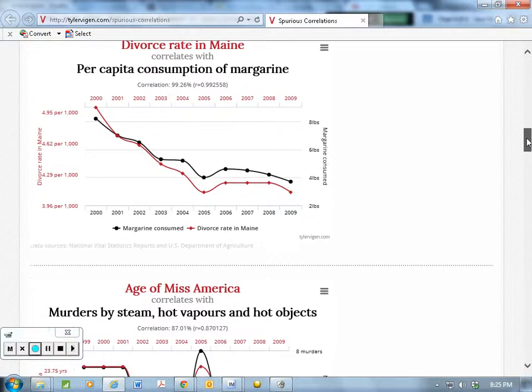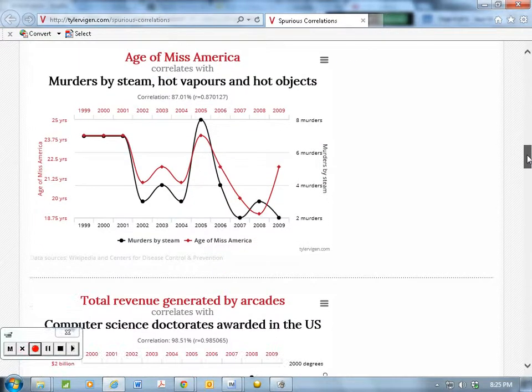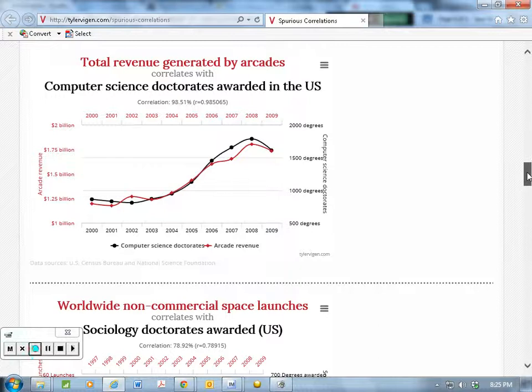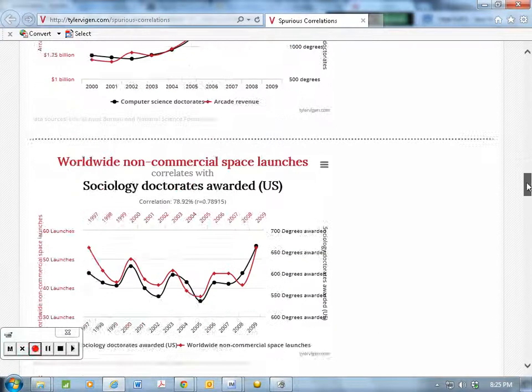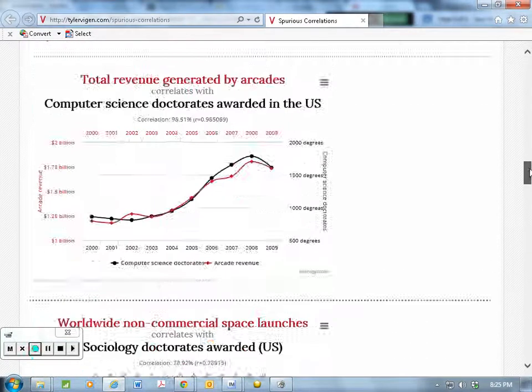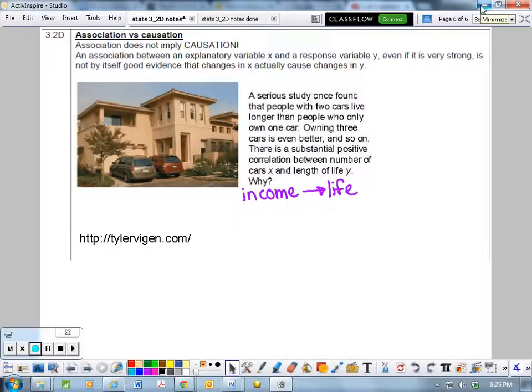Divorce rate in Maine, per capita consumption of margarine. Age of Miss America, murders by steam vapors and hot objects. Revenue by arcade, computer science doctorates awarded in the US. So all sorts of things that end up with some high correlations that just really emphasize the idea that just because it has a high correlation doesn't mean that there's any sort of causation. There's just some sort of relationship possibly there, or it's a coincidence. So that's it for chapter 3.